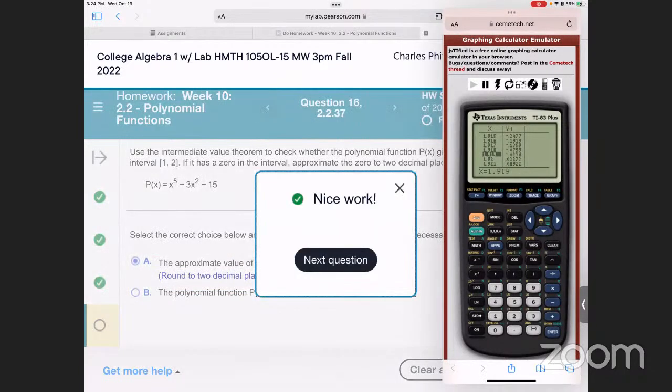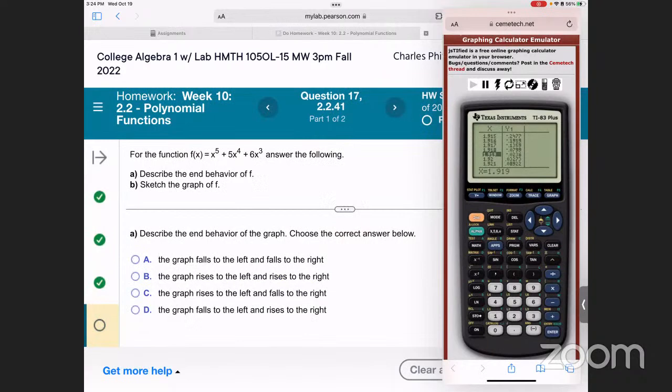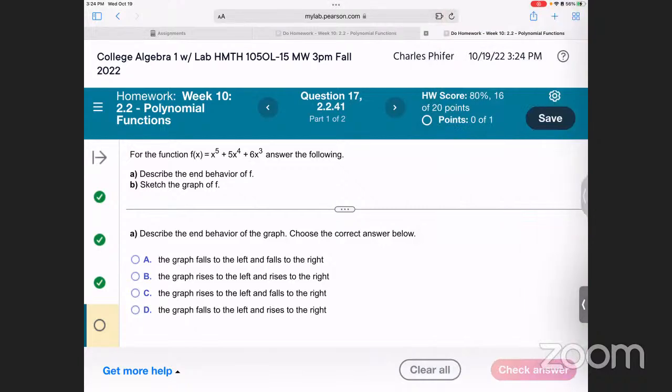All right. Next question. For this function, answer the following. Describe the end behavior of f. Okay. So we use the leading term test. The leading term in this case is x to the power of 5. The leading coefficient is positive. That means our graph goes up to the right. The degree of the polynomial is odd, so the other side does the opposite. So it should fall to the left and rise to the right. Falls to the left and rises to the right is D.